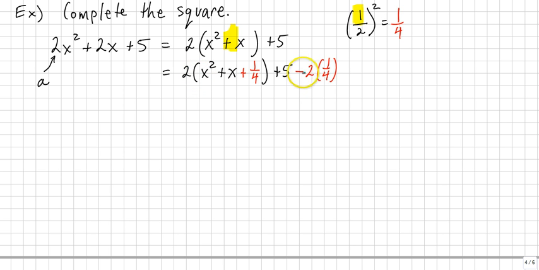Now, why do I subtract 2 times a fourth? Because what I actually did by putting the plus 1/4, it's really 2 times positive 1/4. So that's a plus 2 times 1/4. So to balance it out, I have to do a negative 2 times 1/4, or subtract that same amount.